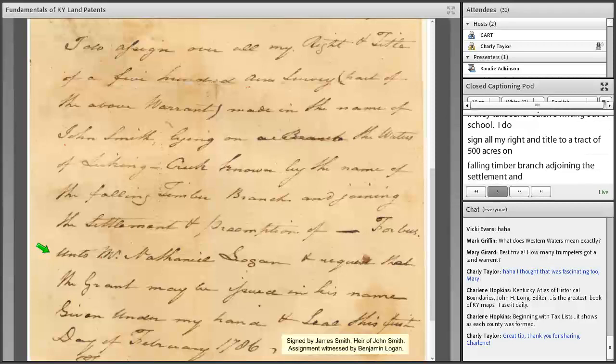Smith is now finished with that 500 acres. It's no longer his. Nathaniel Logan. It was signed by James Smith, heir of John Smith. The assignment was witnessed by Benjamin Logan. Once again, we can use the date here of the assignment, February 1786, to determine that for some reason, John is not able to sign because it was signed by James Smith, his heir.